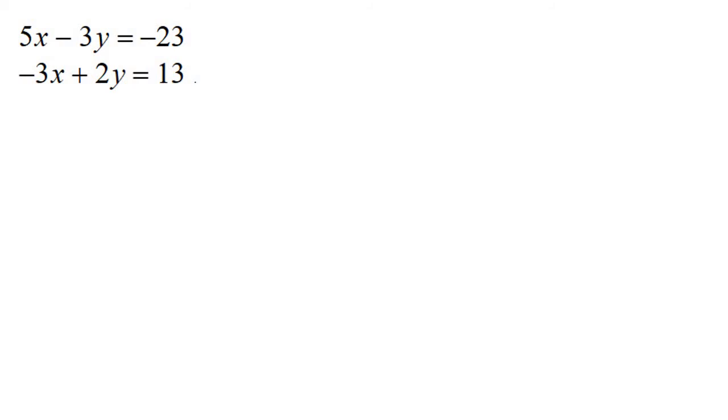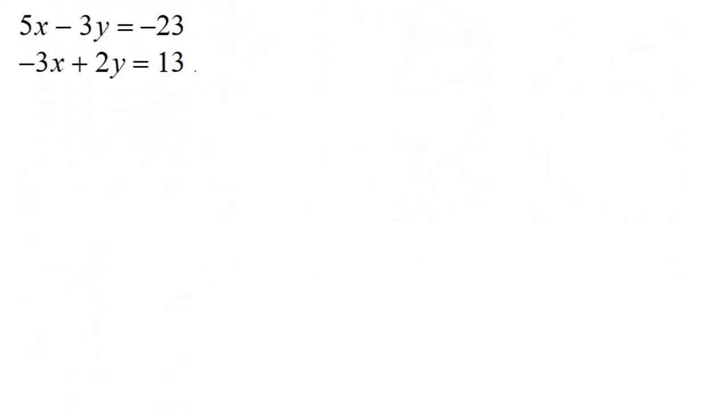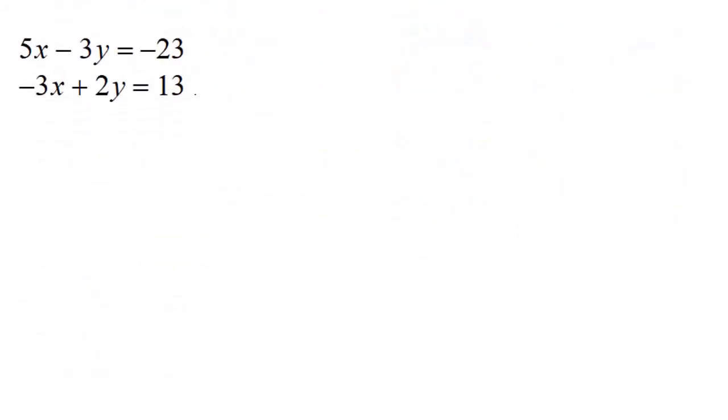Unlike the other one, where I only modified the second equation, here I have to modify both equations. As is obvious from here, it's easier to try to get the y coefficient to be the same in absolute value. So I already have -3 here. If I multiply everything here by 2, that will give me -6y, okay?